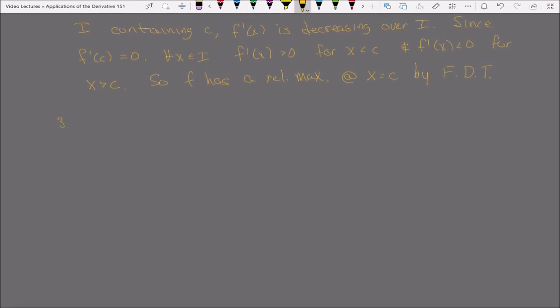Statement number 3 is going to be left to the viewer. The functions x cubed, x to the fourth, and negative x to the fourth will show that if f double prime of c is equal to 0, then c could result in a minimum, a maximum, or neither. And it is left to the viewer to actually do the work on that. And so that completes the proof of the second derivative test. And as always, we will finish up by looking at a few examples.